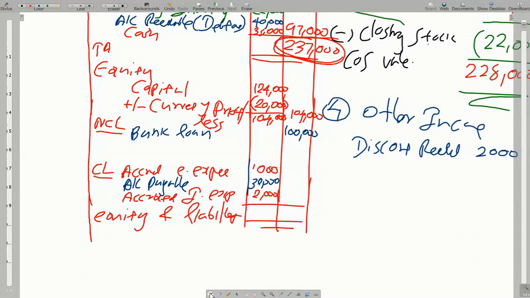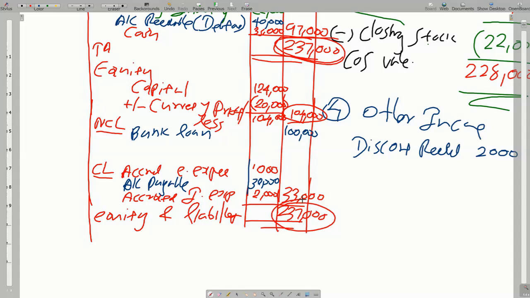Then liabilities balance. So here non-current liabilities we are having only the bank loan. Current liabilities we are having three kinds of current liabilities. Then electricity 1,000, payable 30,000, and accrued interest expense 2,000. It's about 33,000. Then you can get the total one. Total equity value is how much? 104,000. Then non-current liabilities 100,000 bank loan. Then total current liabilities 33,000. Then you can get 237,000. That means our calculations are correct. That means we have balanced the balance sheet.